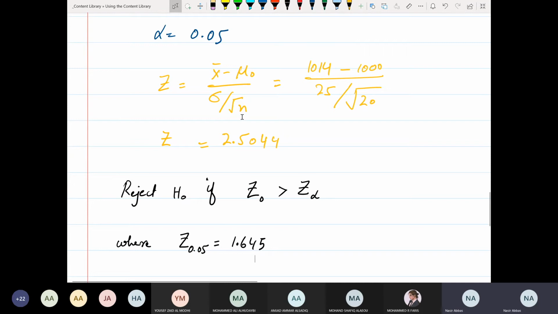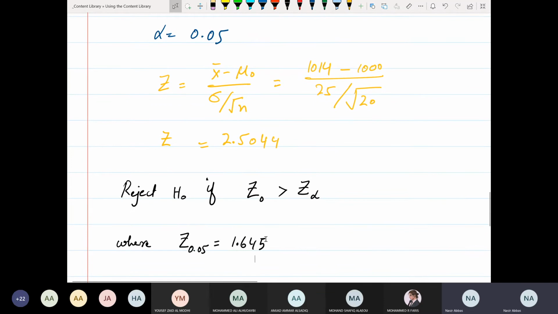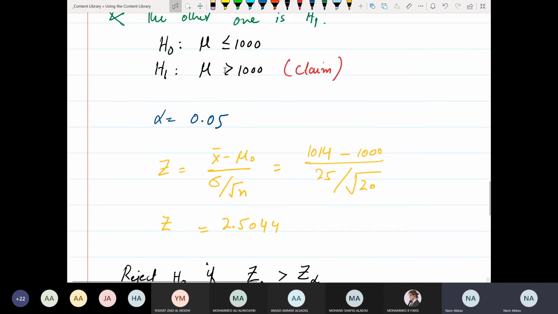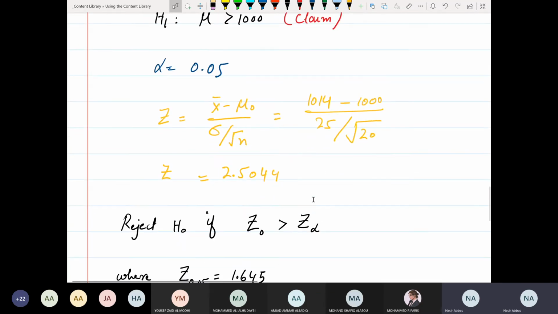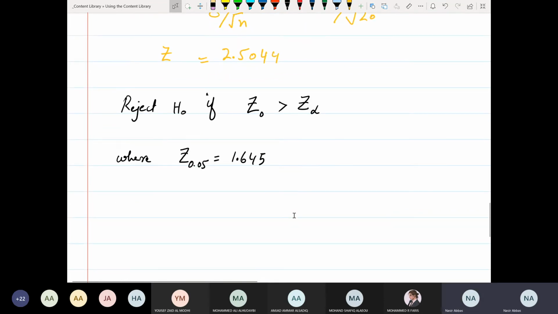So I took my critical value from the Z table. When your H1 is greater than, the critical value will be positive. When your H1 is less than, your critical value will be negative. I'll talk about the negative later. So now your rejection region is: you reject H0 if your Z is greater than 1.645, and your Z is 2.5 something. Is it greater than 1.645?